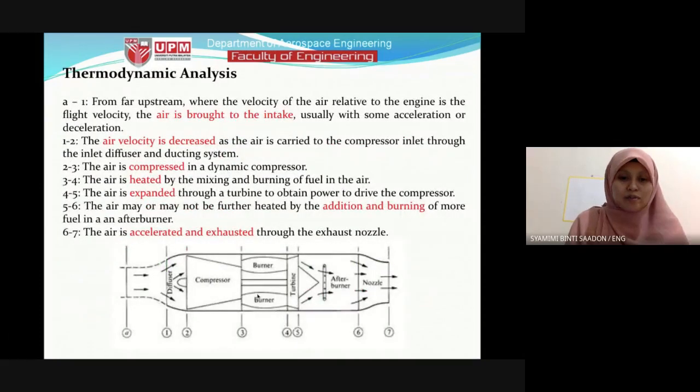We assume the velocities from 2 to 6 are negligible, so there is no kinetic energy produced or lost between 2 and 6. We assume the kinetic energy only occurs at the diffuser and nozzle. Otherwise, between the compressor and location 6, the kinetic energy is very small, so we can neglect it.